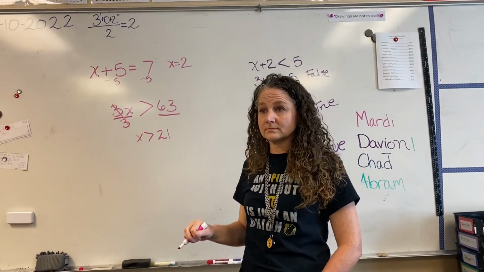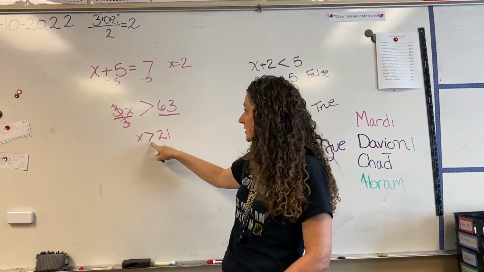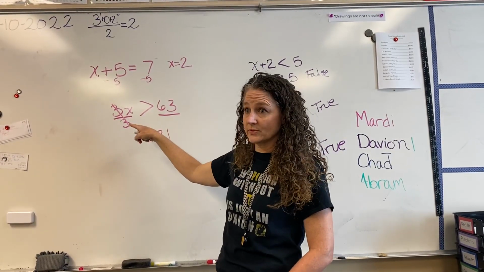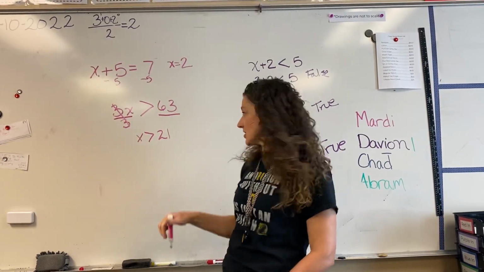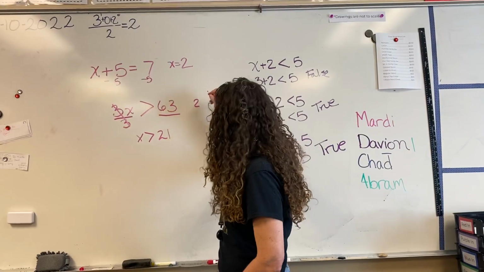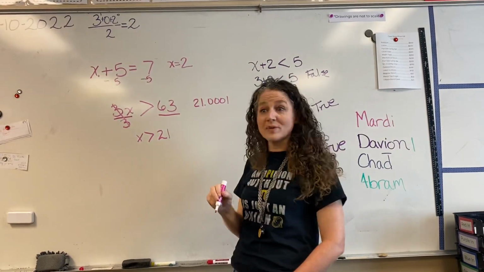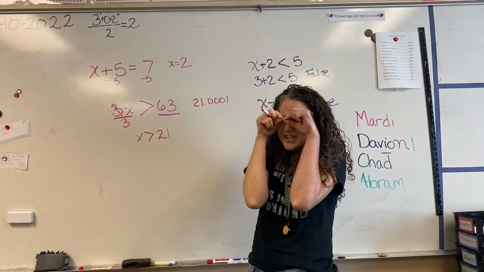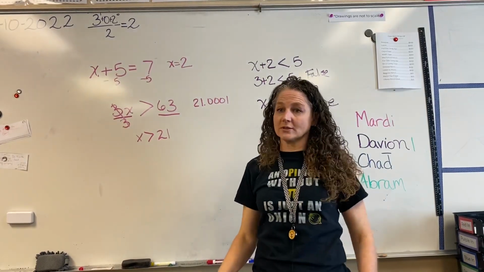So it's greater or equal? Does it have an equals? No, it's just greater. So if x is 21, would that be true? No, because 63 is not greater than 63. But if it was 22, or what if it was 21.0001? Would it be true? Yeah. Is that bigger than 63? Yeah. It's only a little bit bigger than 63, but it's bigger and that's all we care, right?